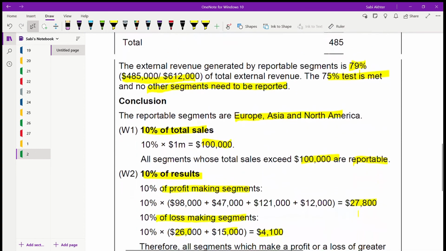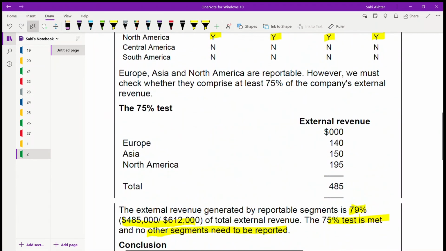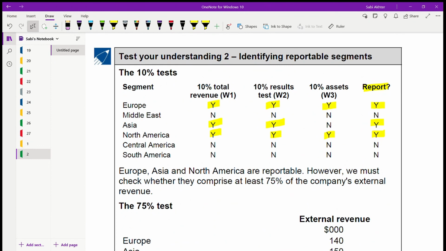So that's it. Now if you see, whatever is reported here, even for 10% total revenue, 10% results and 10% assets also, those three segments are there. Here it will be no. Whichever is not reported, you don't have to report it at all.